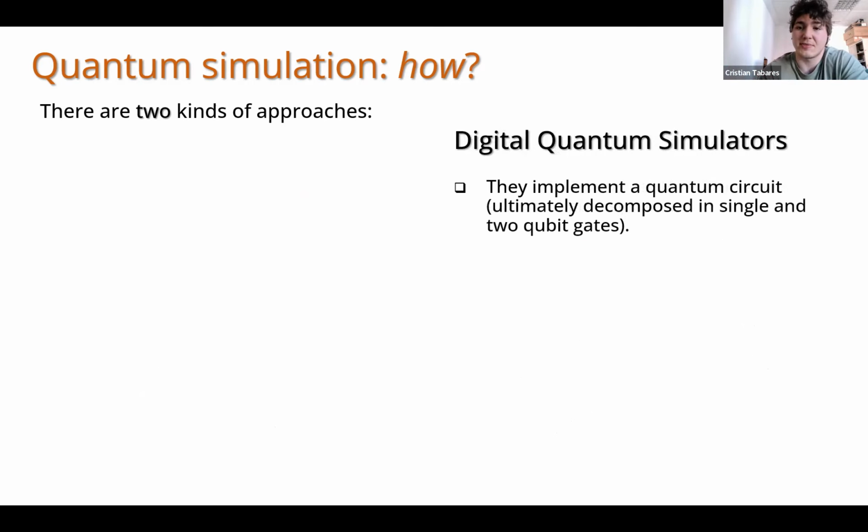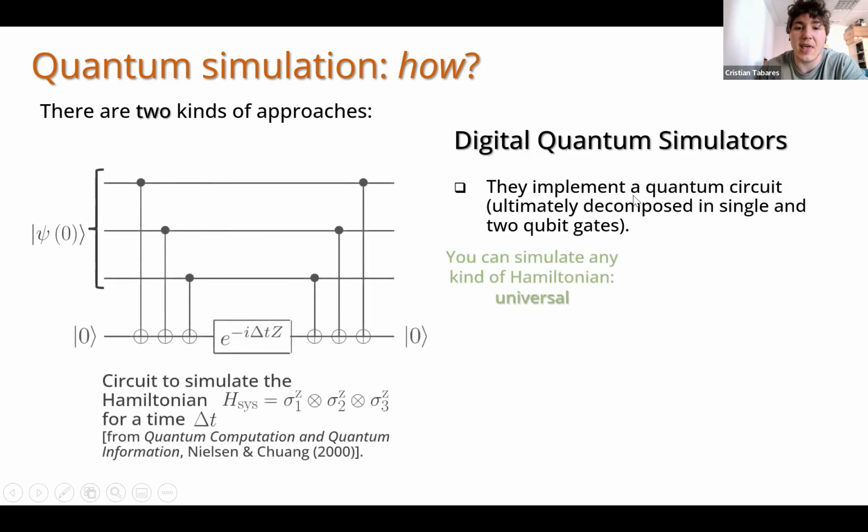digital quantum simulators. Okay, so these digital quantum simulators implement a quantum circuit, okay, that will ultimately have to be decomposed in single and 2-qubit gates, and the main advantage of these quantum simulators is that they're universal. Okay, you can simulate any kind of Hamiltonian. For example, here I have a circuit.